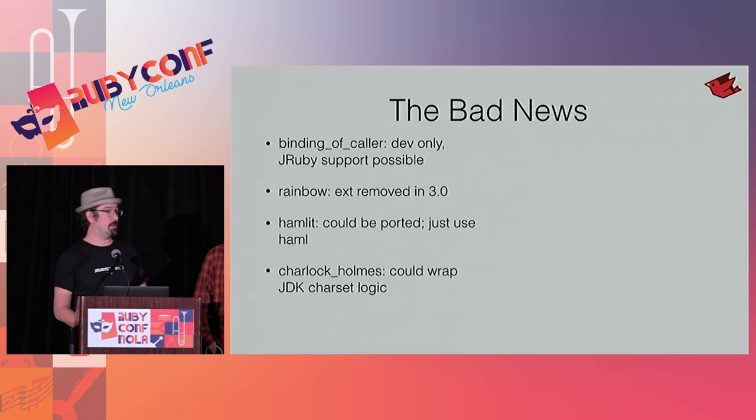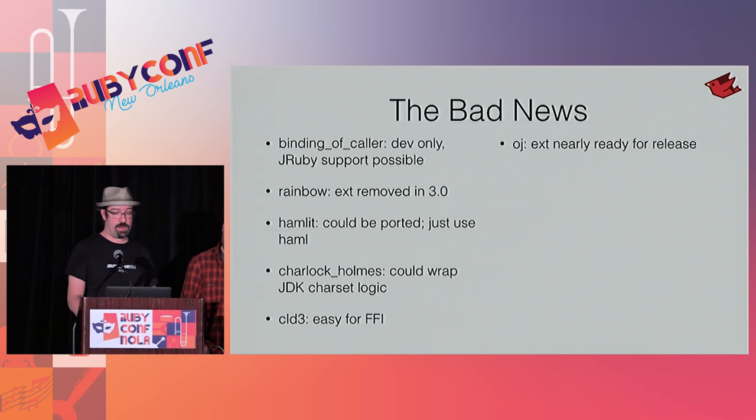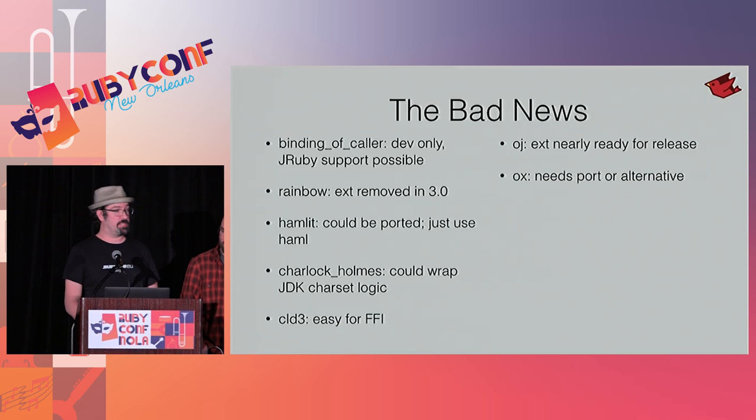Charlock Holmes is a file encoding detector. It uses character set encoding information to figure out what encoding a file actually is in. This could easily be done with existing JVM character set logic. What else? CLD3, this is a wrapper around a library, could easily be an FFI wrapper. Oj, we have a mostly working port of it, that we're going to get to the Oj project and get it released. We'll have to do a similar process for Ox, the fast XML parsing library.